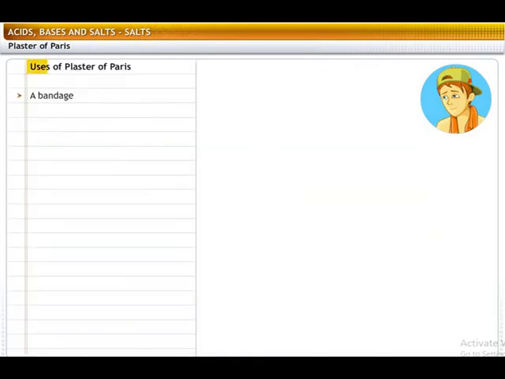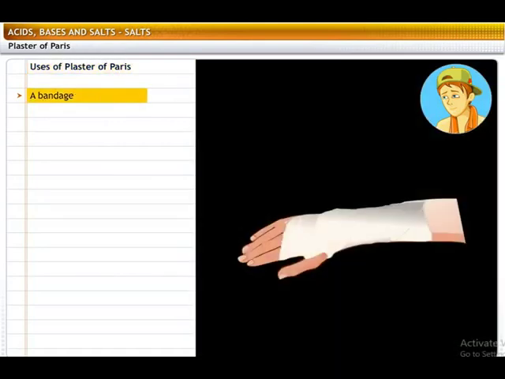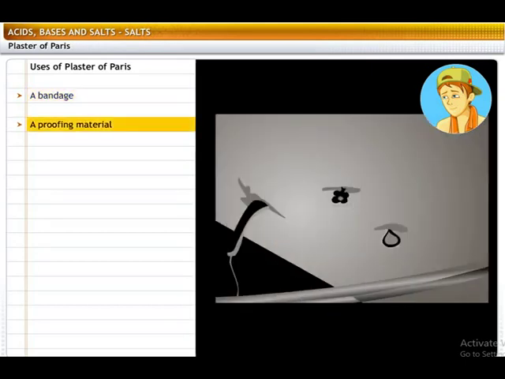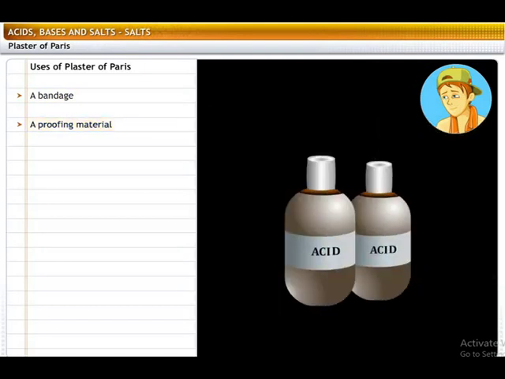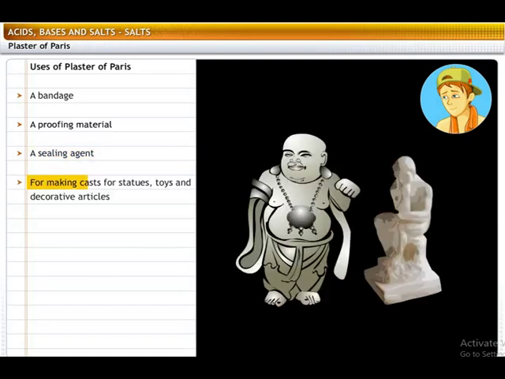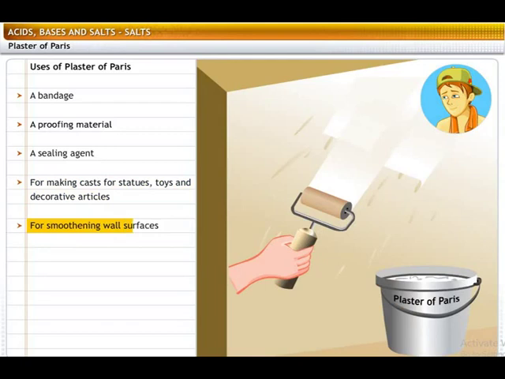Some of the uses of plaster of Paris are: for setting fractures, since it hardens when mixed with water and sets in a short time. As a fire and waterproofing material. As a sealing agent in the laboratory for sealing air gaps in apparatus where airtight arrangement is required. For making casts for statues, toys and decorative articles. For smoothening wall surfaces.